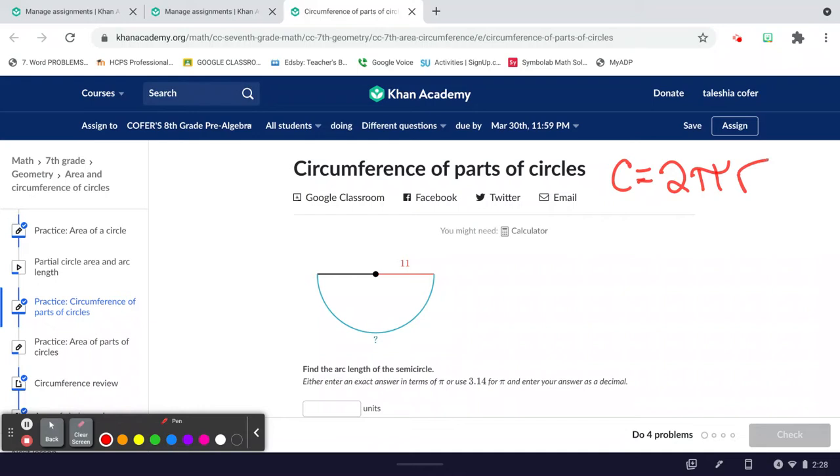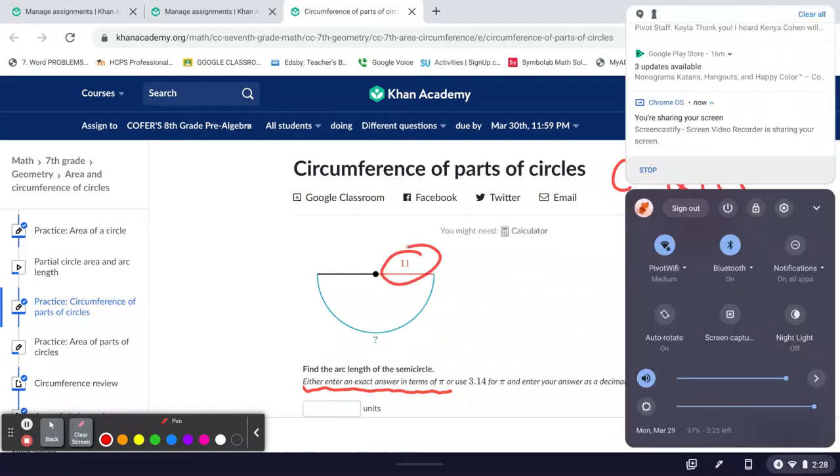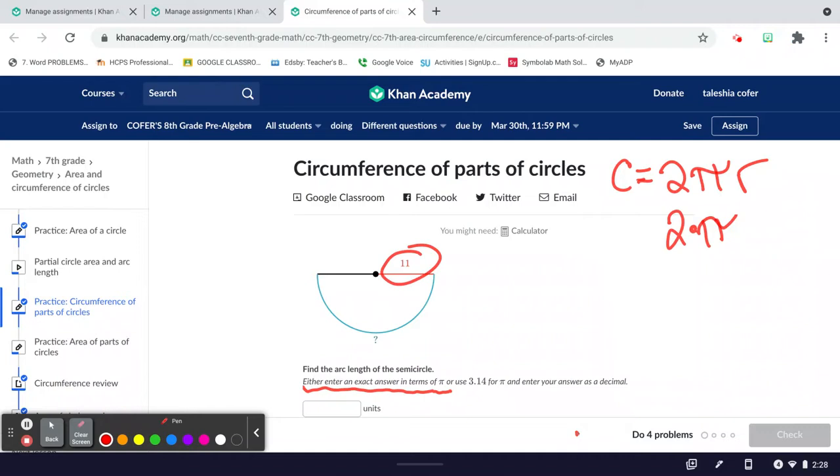I still use the same formula, but when I've completed the question, then I go back and multiply by 1/2. So we start off with the same formula, 2 times pi times r. It tells me down here that I can either enter my answer in exact terms of pi or I can use 3.14 for pi. I want to leave it in terms of pi because that's one extra step that I don't have to do. 2, bring it down, times pi, and my radius is 11. So I put an 11 here. 2 times 11 is 22, and I still have my pi.